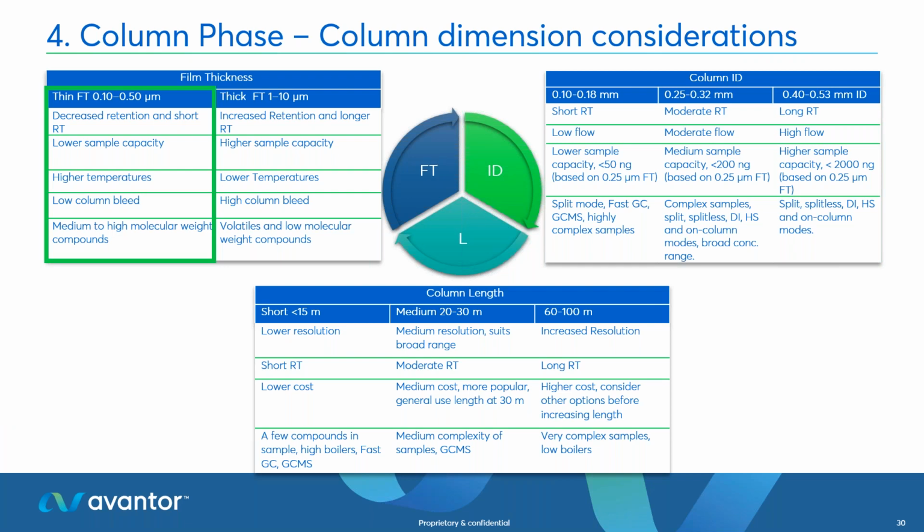Film thicknesses, we've talked about this quite a bit today. If you have thinner film thicknesses, there's decreased retention, shorter retention time, but also lower capacity of the sample that you can introduce onto the column. But as a benefit, less column bleed. You can use higher temperatures compared to the thick, so the 1 to 10 micron, which may have higher capacity and increased retention, but you have to use lower temperatures in the oven because a lot of that phase is going to bleed off. And you can see it's more suitable for volatiles and low molecular weight compounds. So even the dimensions give you a really good direction as to what's going to work with your application and your method.